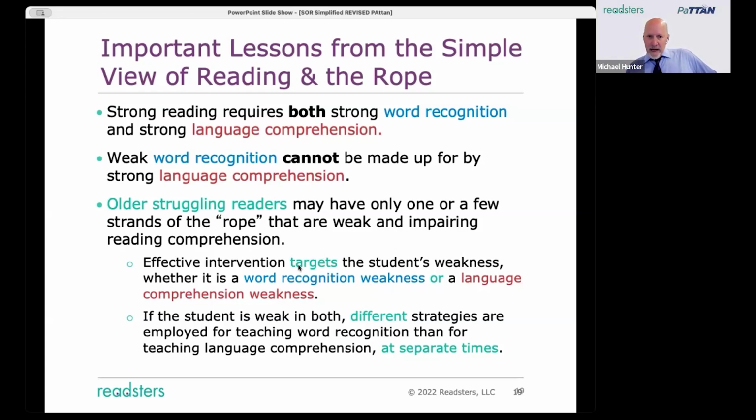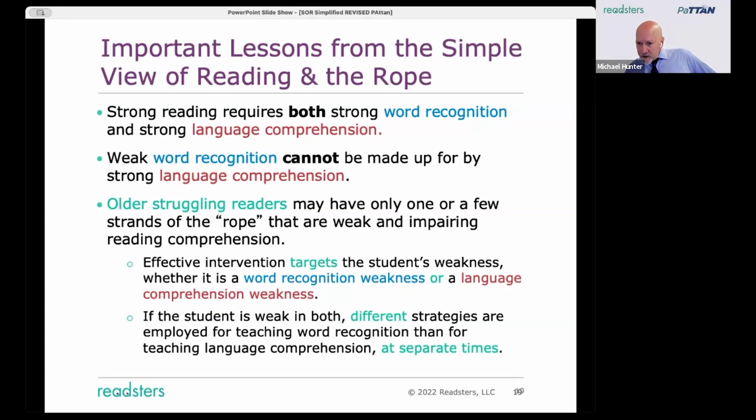If a student is weak in both word recognition skills and language comprehension skills, then that's going to be two different interventions that are going to happen at different times. You cannot do it together. It's too complex. A student will not be able to think about comprehension if they're trying to think about turning the print into words at the same time. It just is too much for our brains.